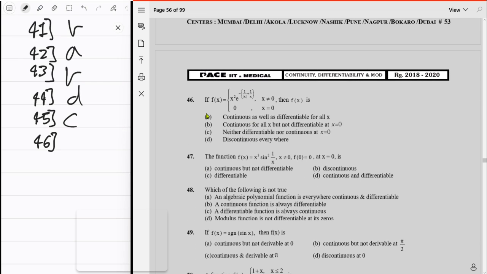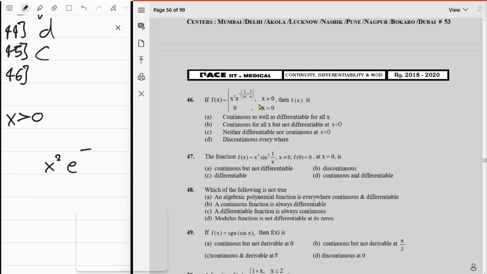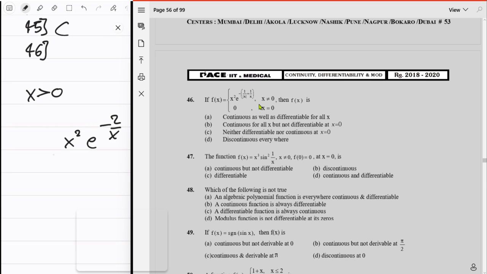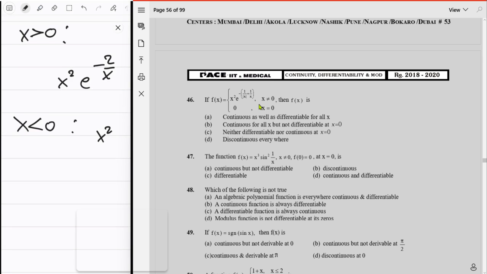Okay, 46. If f of x is equal to this thing, so it's x square e power negative 1 upon mod of x, plus 1 upon x. Okay, interesting. So when x is bigger than 0, this just becomes x square e power negative 2 upon x, right? When x is less than 0, this becomes x square, and e power 0 is 1, so it's x square, right? And at 0, it's just equal to 0.